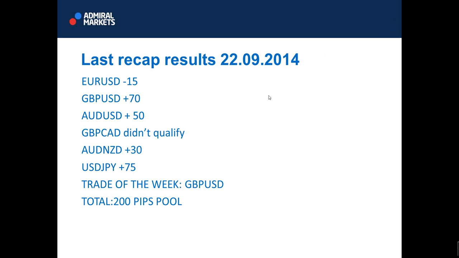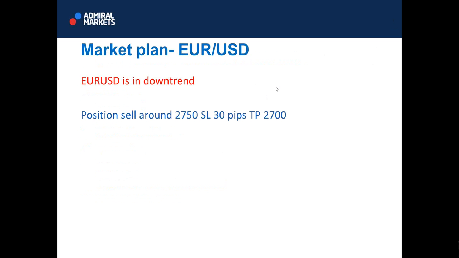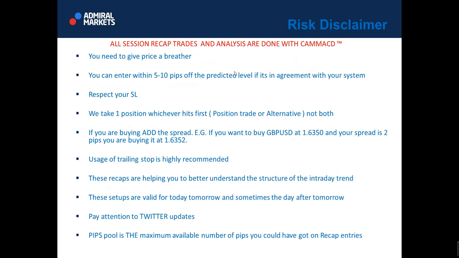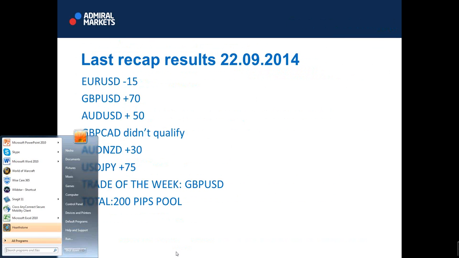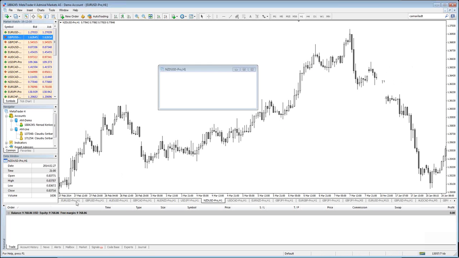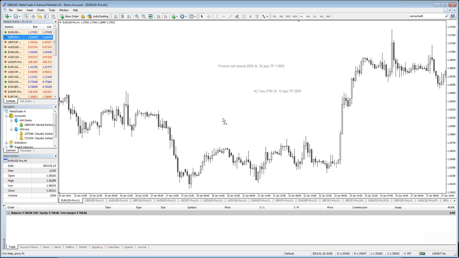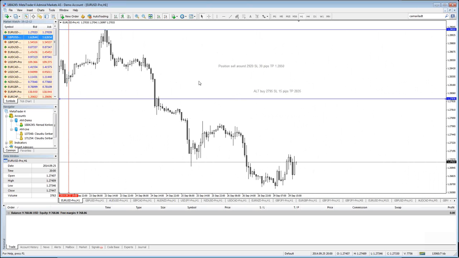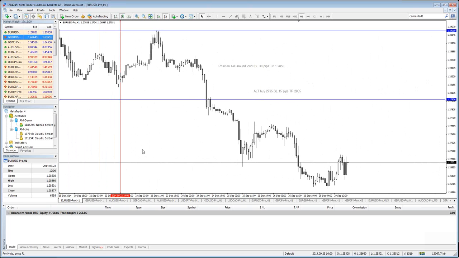So these were the results. Now, before we begin with today's market plan, let's see what happened last week. Yeah, this is the chart, euro dollar. We had basically two trades. We had a position sell possible at 29.20 and we had a buy at 27.95.